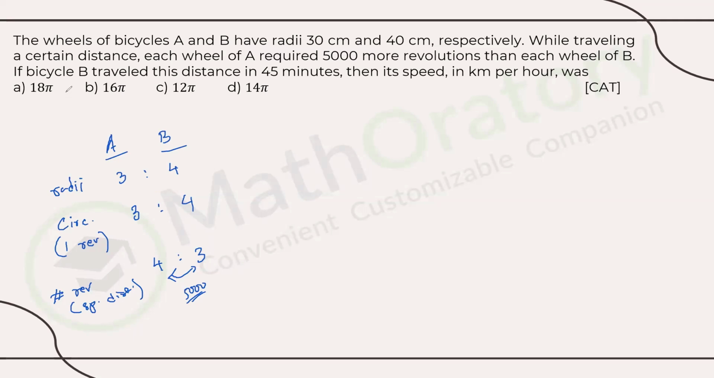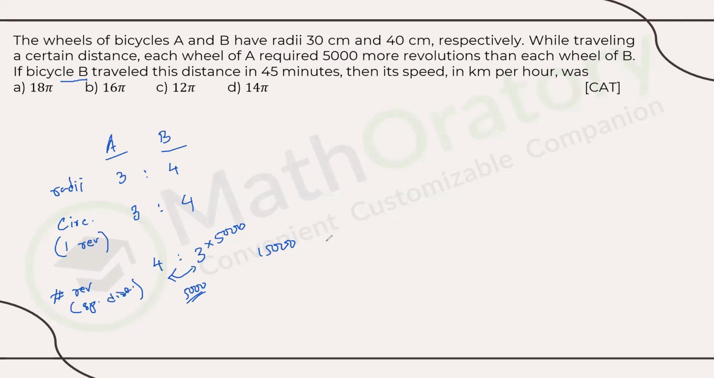Now, what is the concern here? We are concerned about which particular bicycle, B, right? So I'm not even doing this operation. I mean, I can do it, but it's nothing to do. Let's focus on the objective. So we now know that bicycle B's one tire has made 15,000 revolutions.